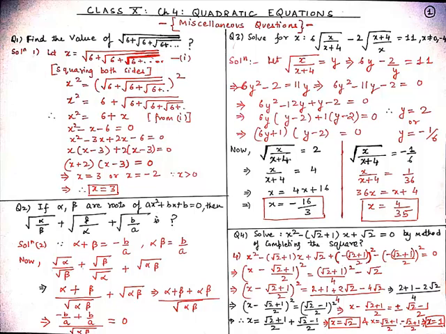Now our fourth question for today is solve for x such that x² - (√2 + 1)x + √2 = 0 by method of completing the square. Now as I have told you that for completing the square, first make the coefficient of x² equal to 1. So it is already 1.